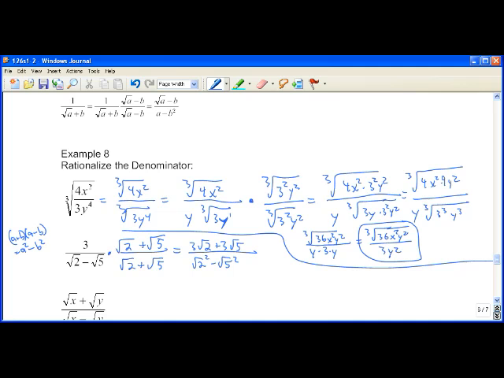So we're going to have 3, I probably should have multiplied that through because I see what's going to happen here. 3 times the square root of 2 plus 3 times the square root of 5 over 2 minus 5. So 3 times the square root of 2 plus 3 times the square root of 5 over negative 3. 3 times square root of 2 plus square root of 5 over negative 3, and they cancel. These are negative 1. Negative square root of 2 minus square root of 5.